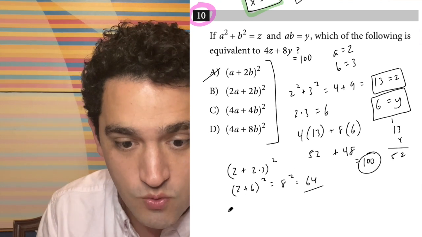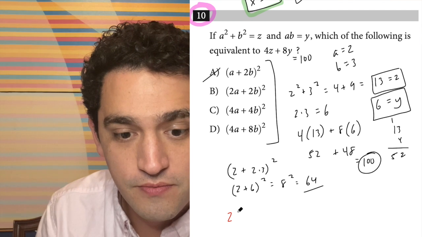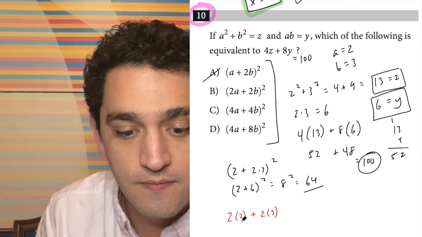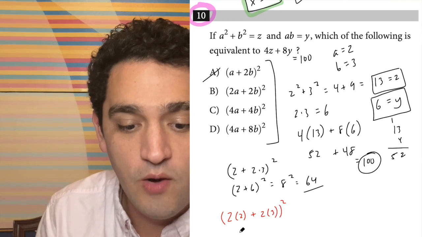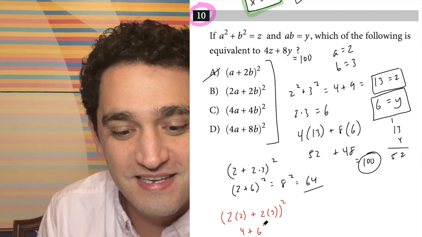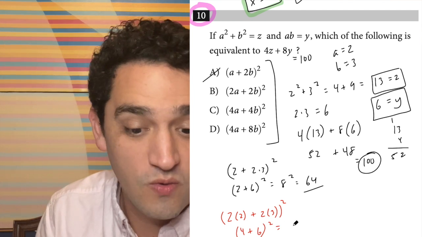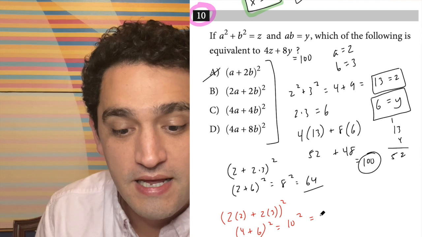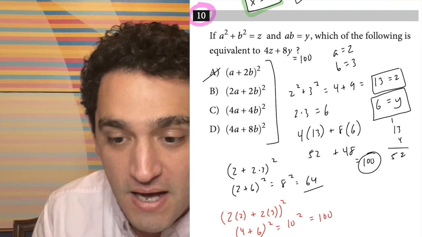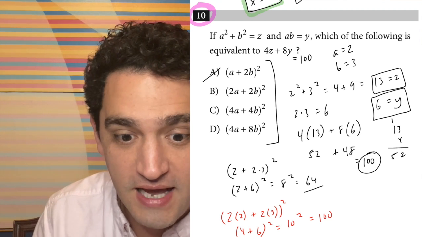2A plus 2B squared. Well, A is 2 and B is 3. All this squared. Well, 2 times 2 is 4. 2 times 3 is 6. 4 plus 6 squared, or 10 squared, indeed is 100. We know that's the answer, but let's check the other two just in case.